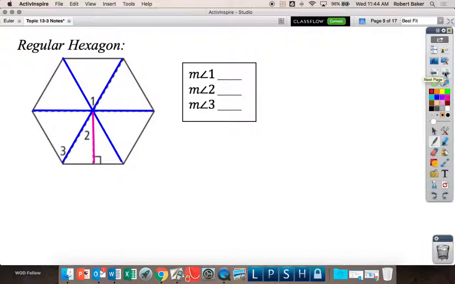So 6 sides, which means 6 congruent angles. They're equilateral. And hey, guess what? They're also all equilateral triangles. And you already know how to find the area of one equilateral triangle. But if you cut this 60-degree angle in half, what happens? It gives you a different version of a 30-60-90 triangle.